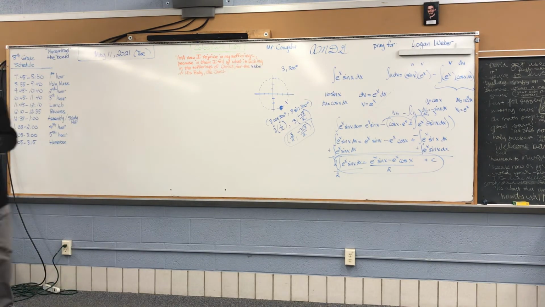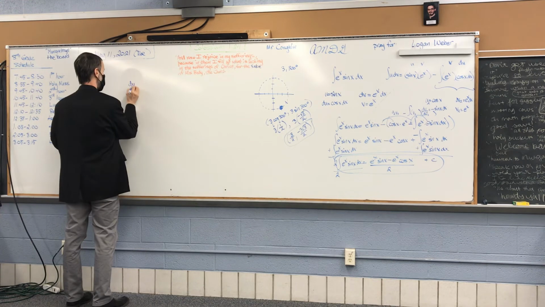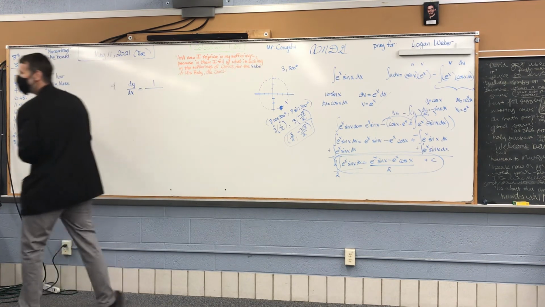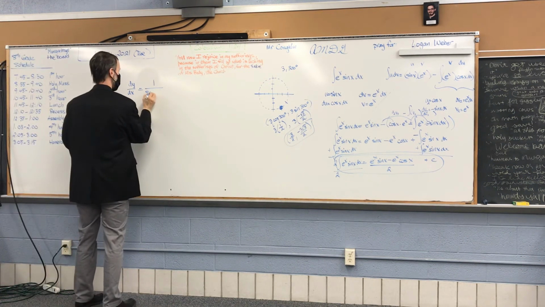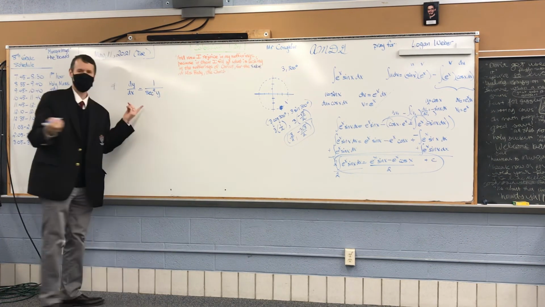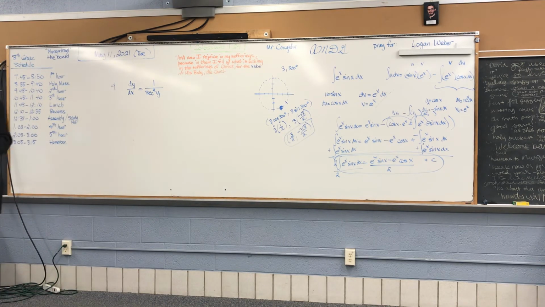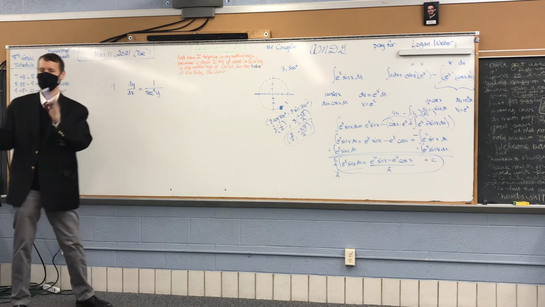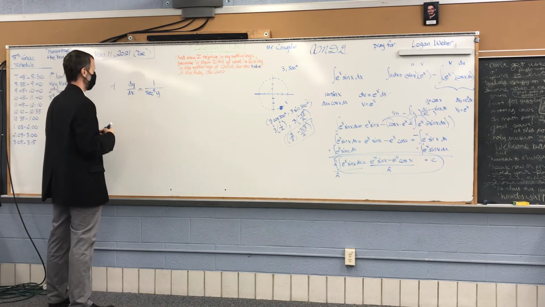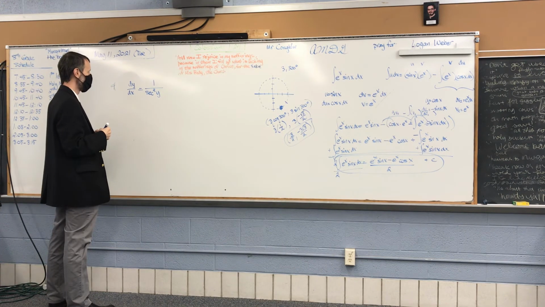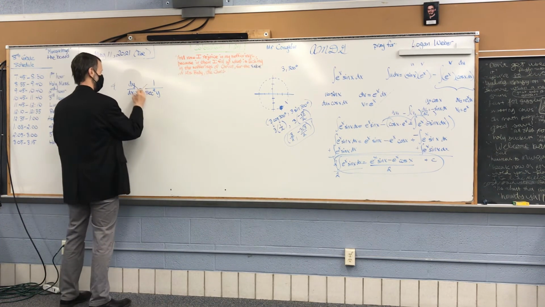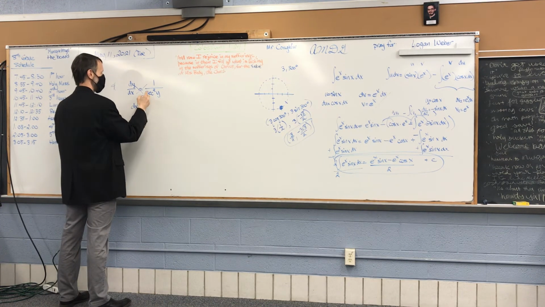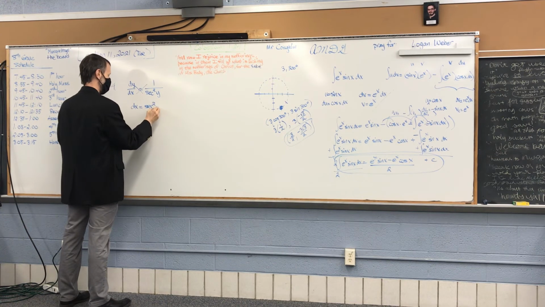This is number 4: dy/dx equals 1 over secant squared of y. How do you solve this thing? What do you do first? Get the x's on one side, the y's on the other. Cross multiply. So what is this going to give you? dx equals secant squared of y dy.